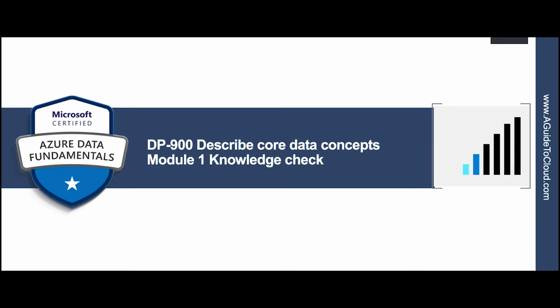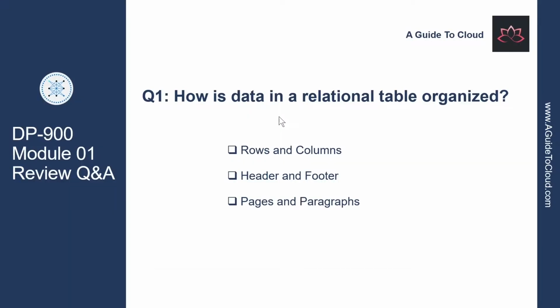In this section, we're going to go through Module 1 review questions, which are all around core data concepts. So the first question is, how is the data in a relational table organized? Is it based on pages and paragraphs? Definitely not. Is it based on headers and footers? No. So the correct answer is rows and columns. Structured data is typically tabular data that is represented by rows and columns in a database table.